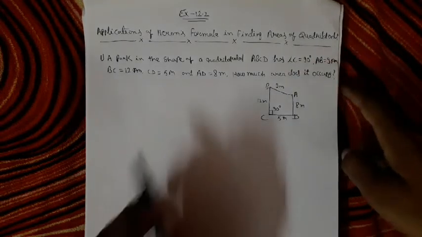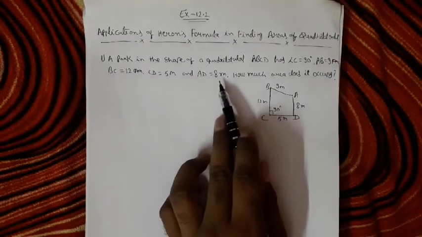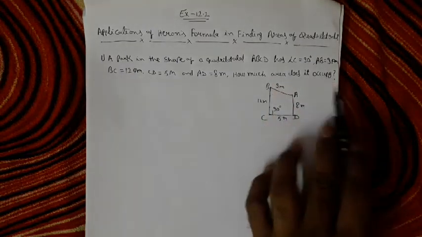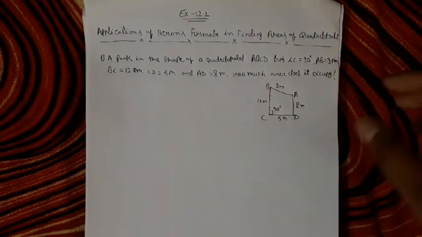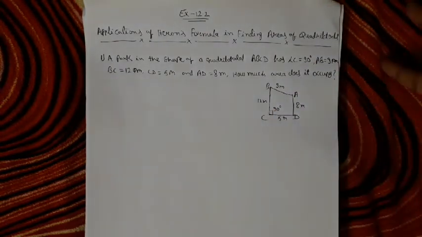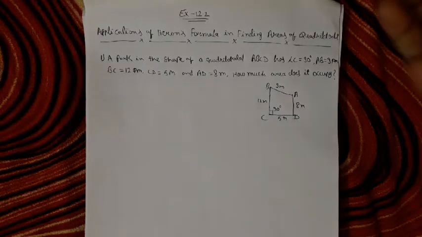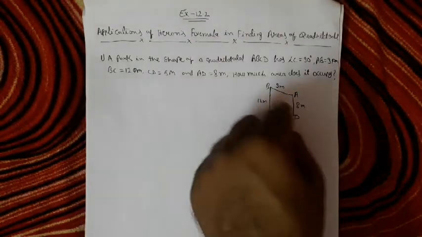AB equals 9 meters, BC equals 12 meters, CD is given as 5 meters and AD is given as 8 meters. How much area does it occupy? They are asking how much area this quadrilateral occupies, or we can say, what is the area of this quadrilateral.